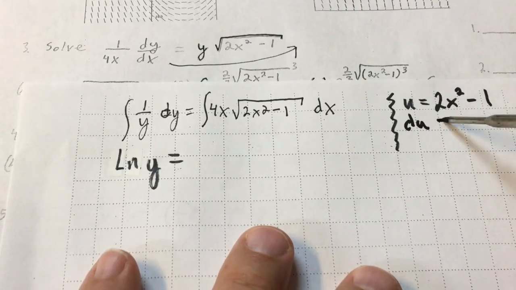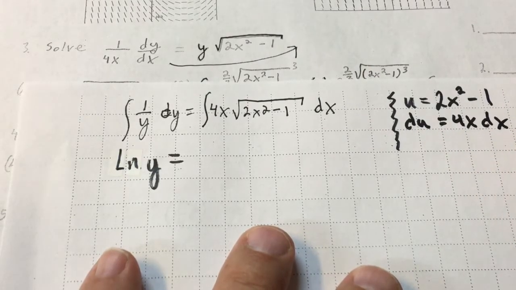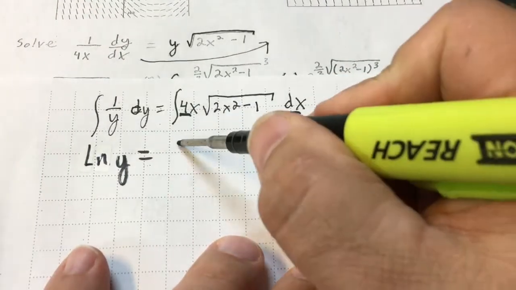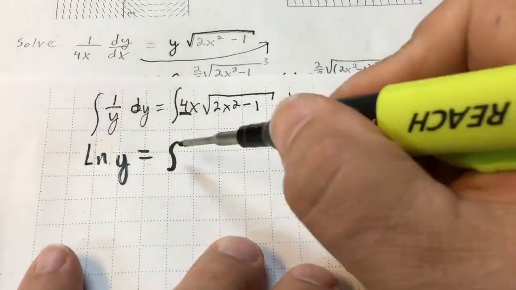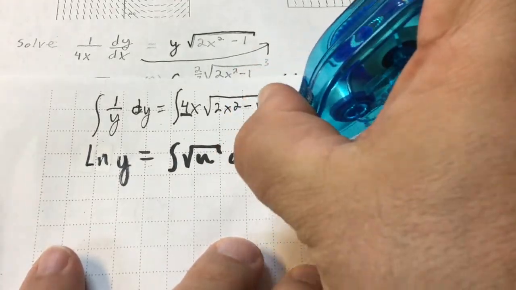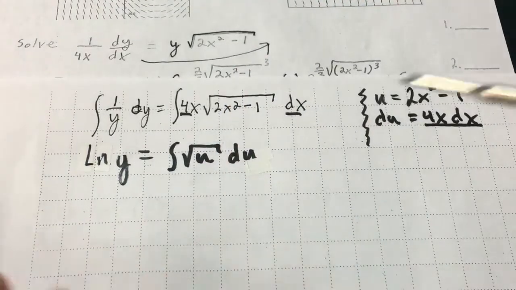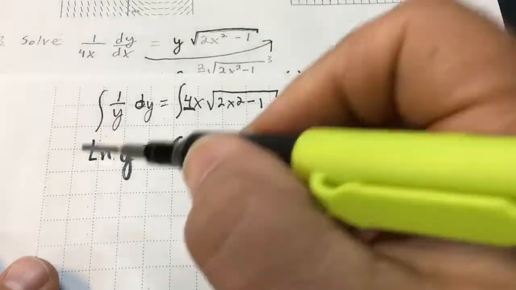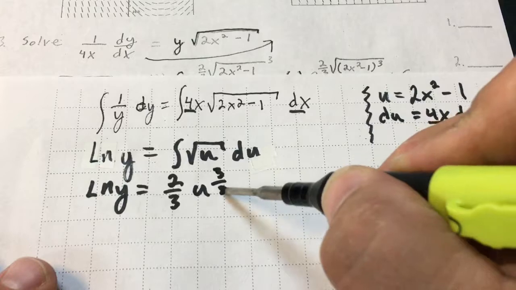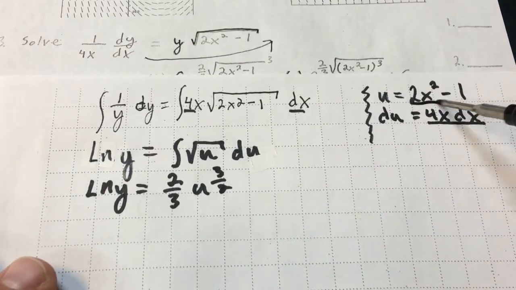Take the derivative of both sides, equals, notice, 4x dx. And that's going to line up with my 4x dx. I'm in the u world now. That's going to give me the integral of square root u du. Integral of square root u, ln y is going to equal 2/3 u to 3 halves. No plus c, because I have to plug in my original u sub.